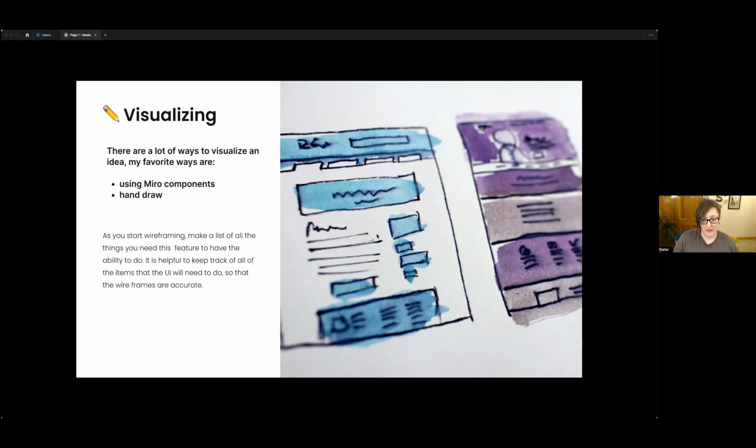But the point of wireframing is to figure out, oh, is this a header? Is this a button? Where does this go? How does this work? What is this flow? To figure out how you're going to end up in the end with a beautiful UI.